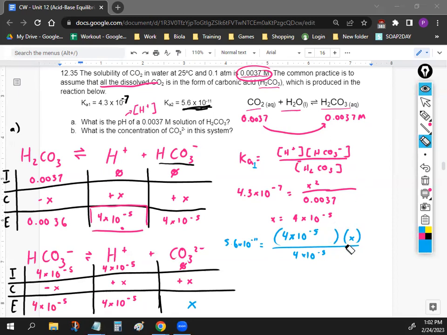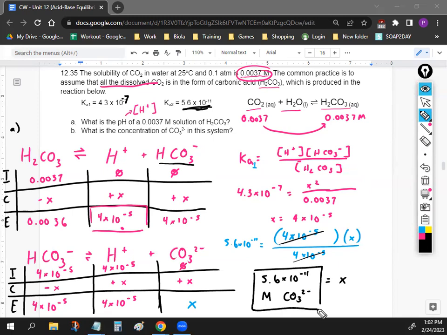The only thing we need is X, because we still need a number to find, so we keep that variable. From here it's a super easy question. We just cancel out like terms, and your X value is just going to equal the Ka value. So the concentration of CO3 2 minus is going to be the same as the Ka2 value. And that's it.